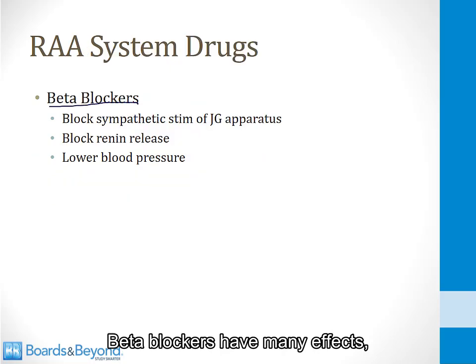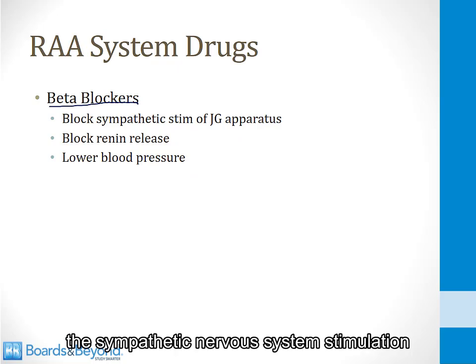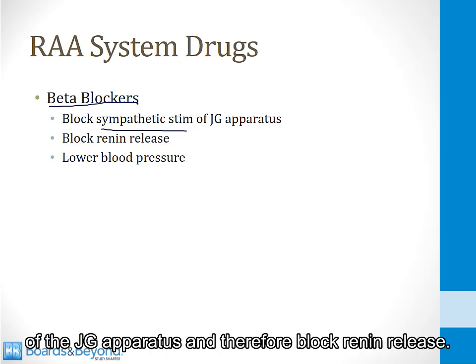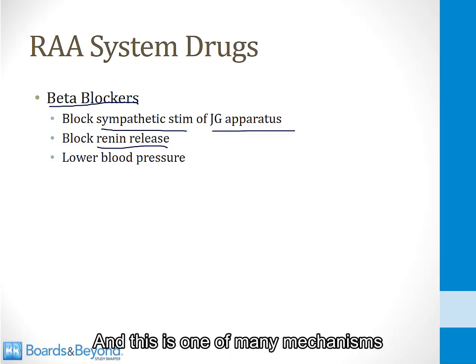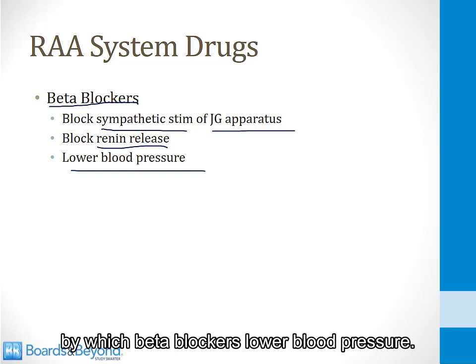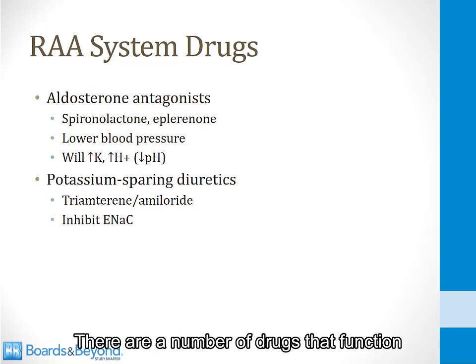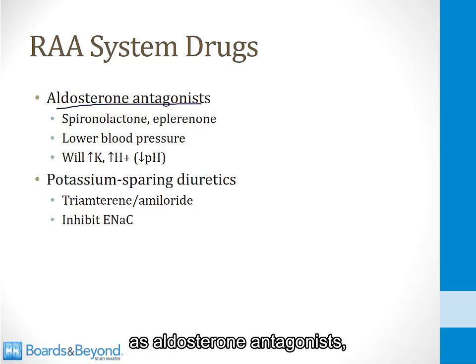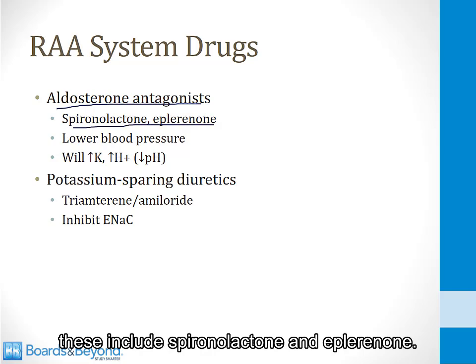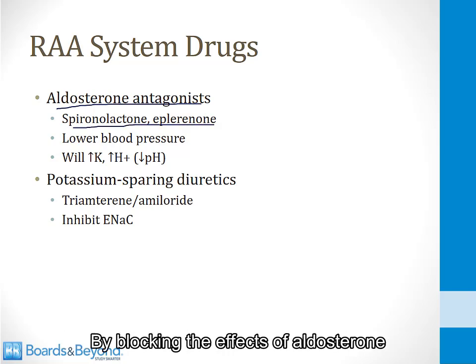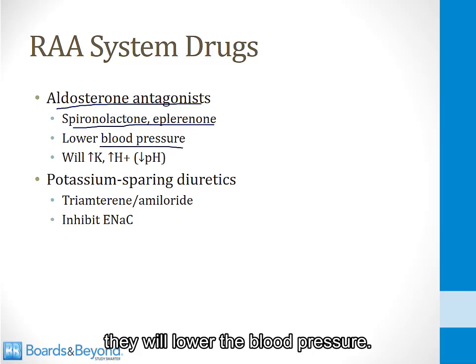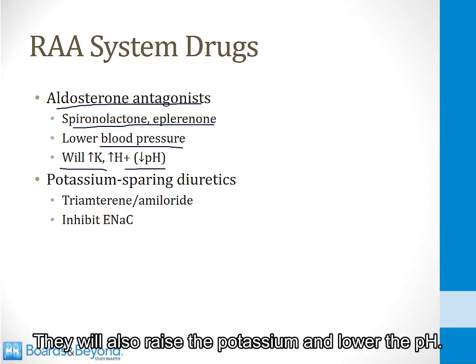Beta blockers have many effects, but one of them is to block the sympathetic nervous system stimulation of the JG apparatus and therefore block renin release, and this is one of many mechanisms by which beta blockers lower blood pressure. There are a number of drugs that function as aldosterone antagonists. These include spironolactone and eplerenone. By blocking the effects of aldosterone, they will lower the blood pressure. They will also raise the potassium and lower the pH.